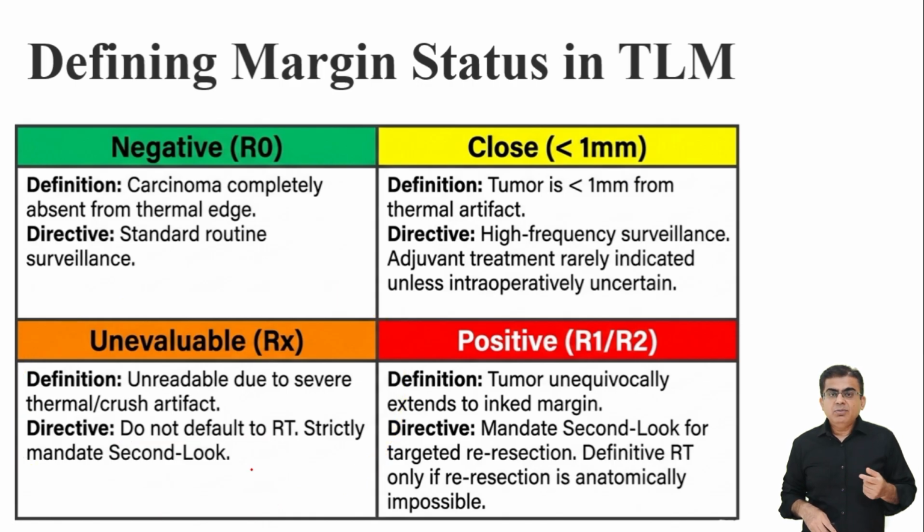Finally, look at the red box on the bottom right. This is a true positive margin or R1. The cancer unequivocally touches the inked surgical margin. Here, you must also schedule a second look procedure for a targeted re-resection. You should only refer the patient for definitive radiotherapy if a safe surgical re-resection is anatomically impossible.